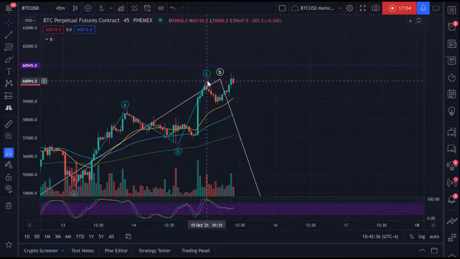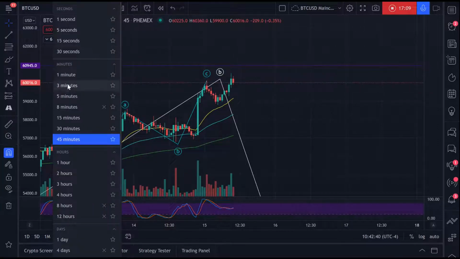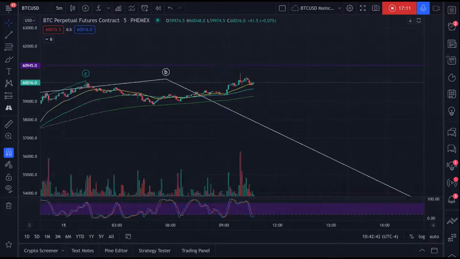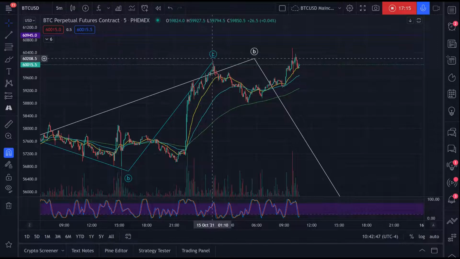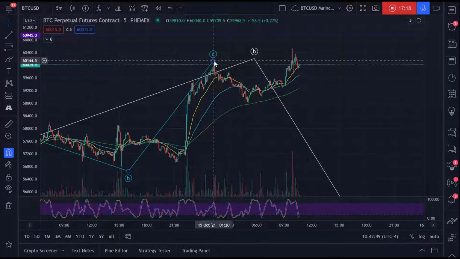We come and we finish that C wave. You see that ending diagonal that I showed you just a moment ago. Let's go in the smaller time frames to see it again. You see that ending diagonal in the C wave. You see the C wave's done, right? Okay, now you print the last of the C wave. Do you enter here? No.